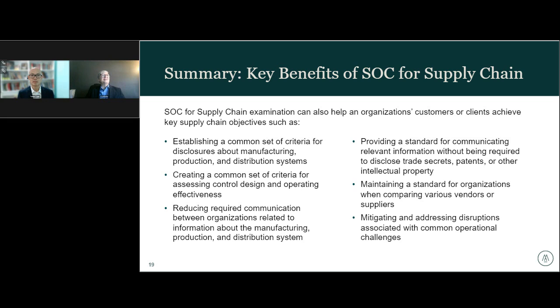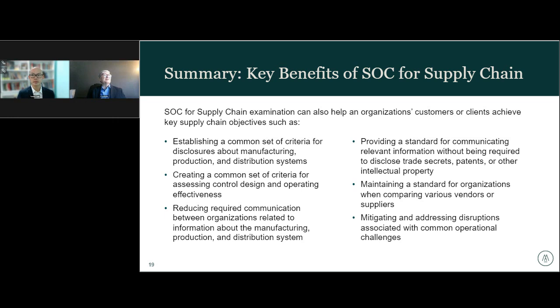It provides that standard for communicating relevant information without, as I mentioned earlier, being required to disclose trade secrets, patents, or other intellectual property, your secret sauce, as I like to call it. You don't have to disclose any of that.